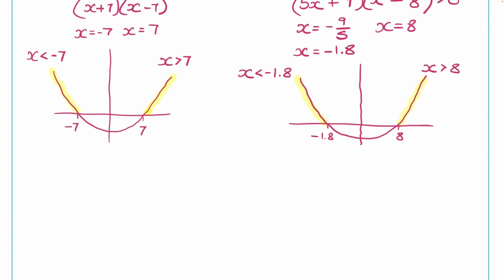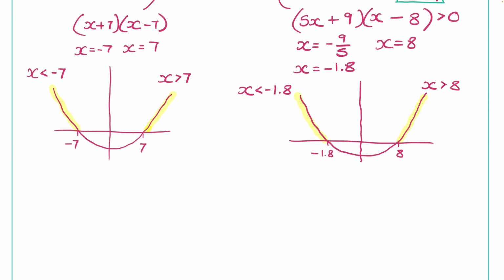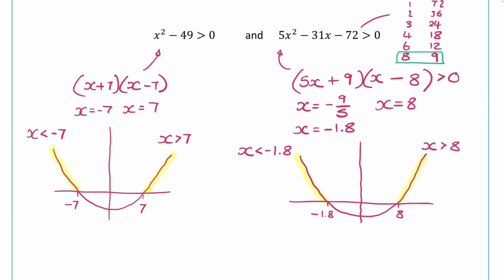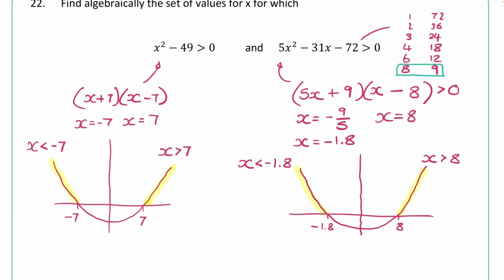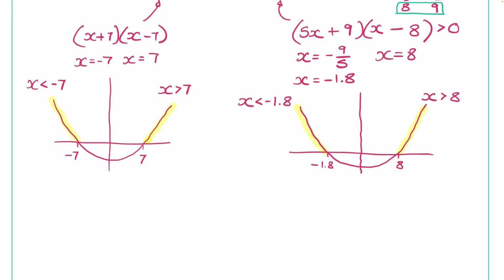Now I could draw both of these curves as a sketch on the same x-axis. It wouldn't be the nicest to look at, and I probably won't be very good at drawing a sketch of it, but essentially we are trying to find the values that fit in both. So if we just look at the left point to start with, on the second inequality, we found that x has to be less than negative 1.8.